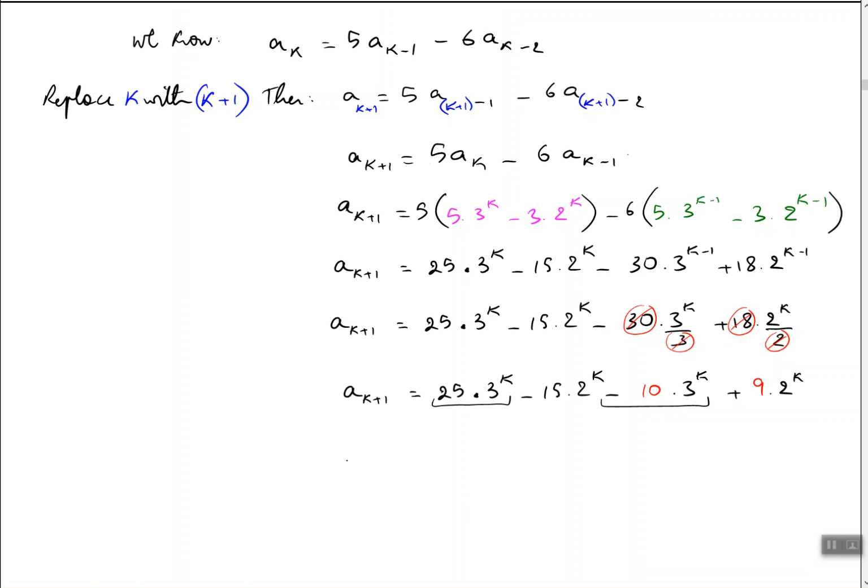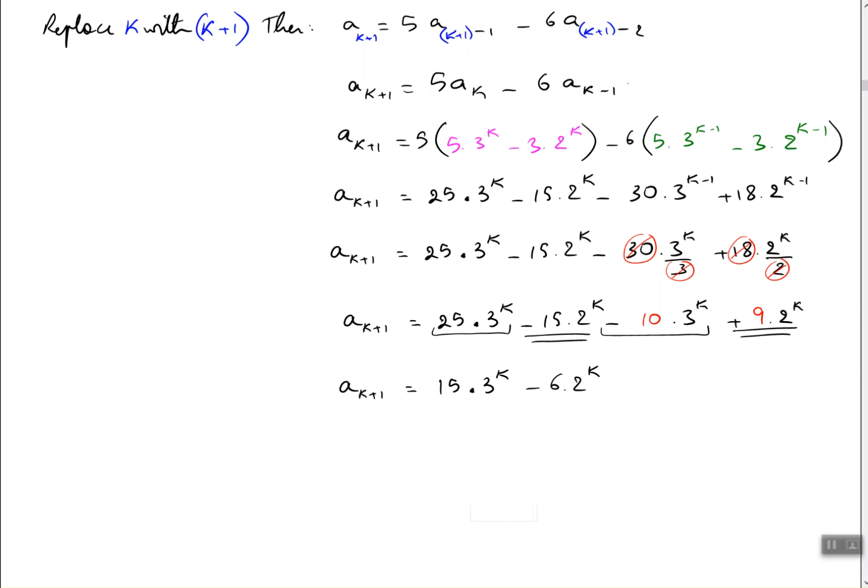Those are both like terms. So when we're adding them, we're going to get 15. And then we have 15 times 2^k plus 9 times 2^k, and we're going to go ahead and again combine them together to see what we get. So 15 times 3^k minus 6 times 2^k. But keep in mind, 15 itself is literally 3 times 5. And 6 itself is 3 times 2.